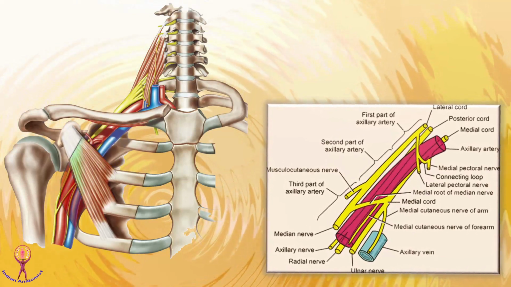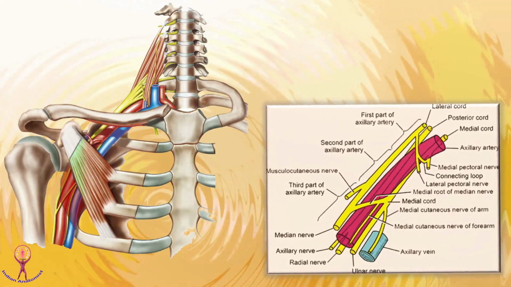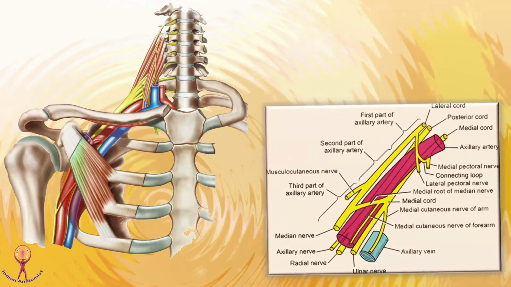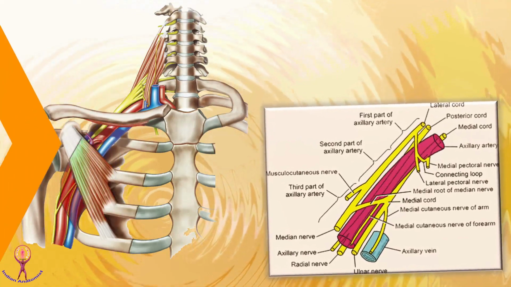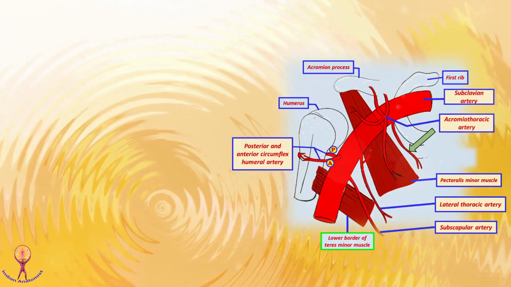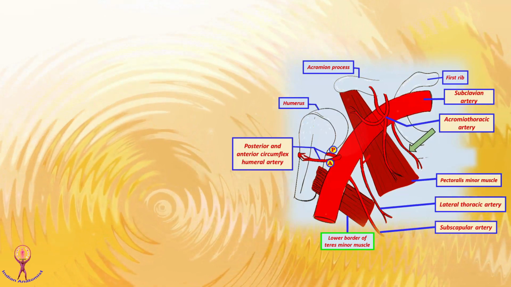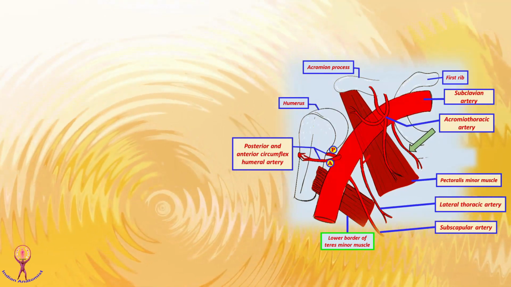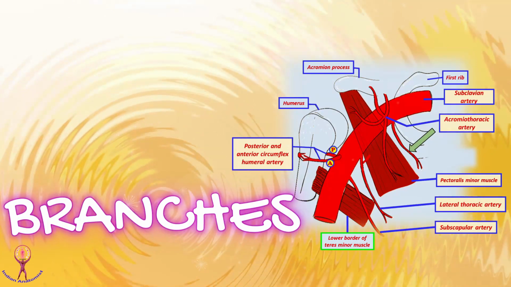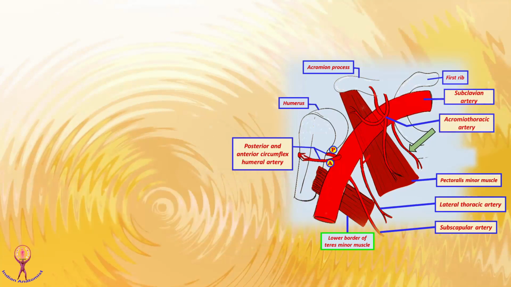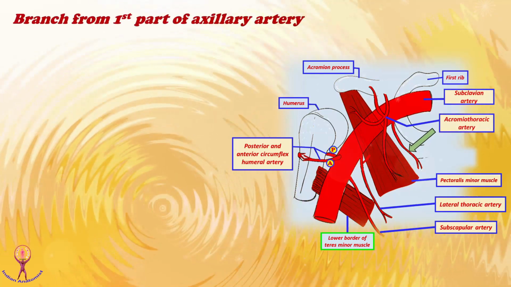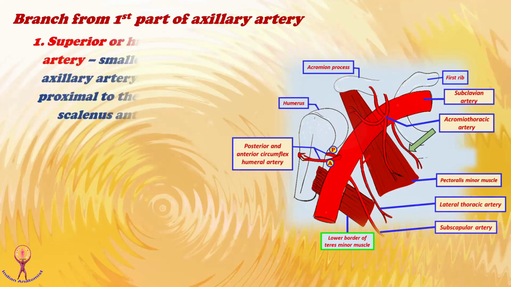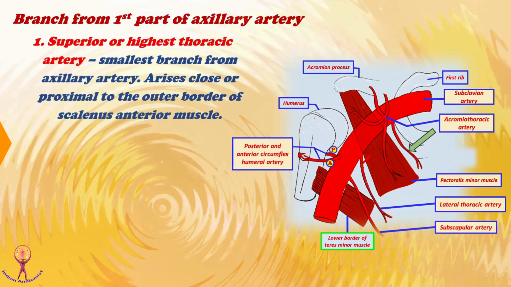The axillary vein is the consistent relationship on the medial side of the axillary artery over its whole length. Dear students, till now we have discussed the course, parts, and relations of the axillary artery. Now I am going to discuss the branches. Branch from the first part of the axillary artery. Students, the first part gives one branch.